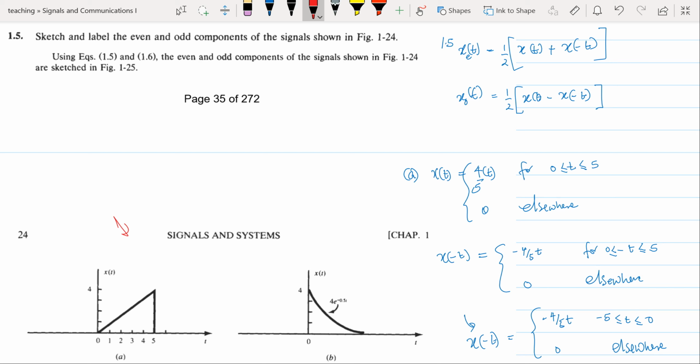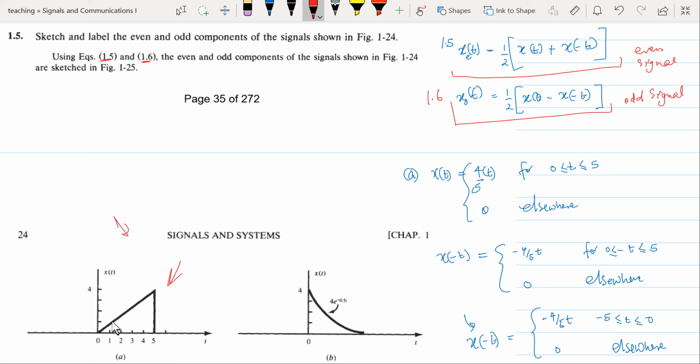As a solution, we are referred to equation 1.5 and 1.6. Equation 1.5, I have rewritten it here. This is the one that defines an even signal in relation to its original signal. And equation 1.6 is the one that defines the odd signal, again in relation to its original signal x of t. Therefore, the first step for us will of course be to express this signal in mathematical form.